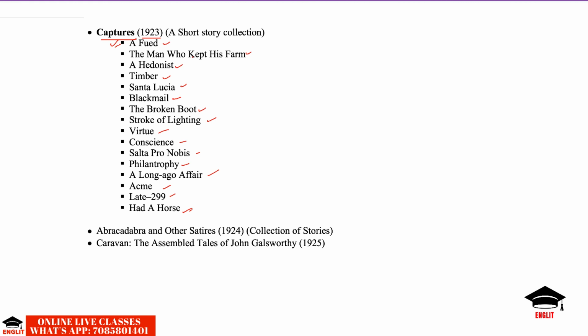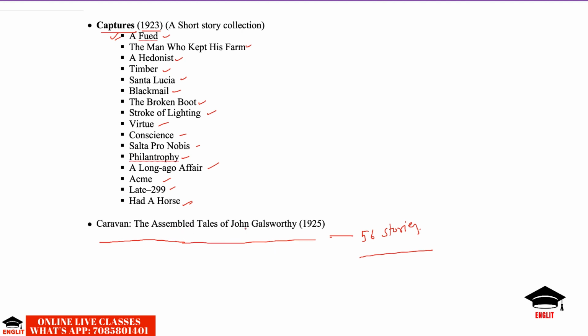However, many of the stories told so far were published again in one more collection, Caravan: The Assembled Tales of Galsworthy. This is a collection of 56 stories. And these 56 were not new stories, they were repeated stories, like the stories of 5 Tales, the stories of From the Four Winds, or other stories, Abracadabra and other satires. Many collections come into this. Some stories from other collections we will tell now. So this collection, Caravan, did not have new stories, rather it was a collection of previously published stories. It was of 56 stories.